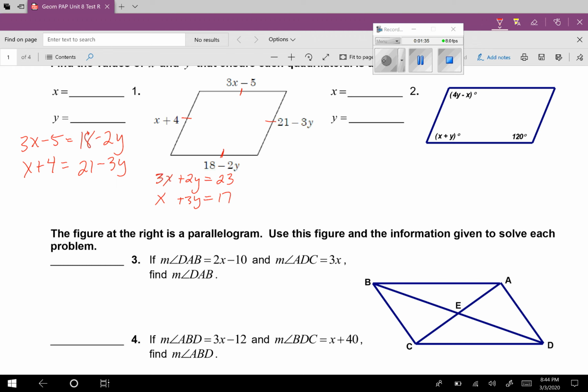Okay, I'm going to see here, this second equation, I can solve it easily for x and do substitution. So minus 3y minus 3y. So x is 17 minus 3y. Okay, so now what I'm going to do is I'm going to plug in to my other equation. So I have 3, and then instead of x, we have 17 minus 3y plus 2y is equal to 23. So 17 times 3, that's 51. Minus 9y plus 2y is equal to 23.